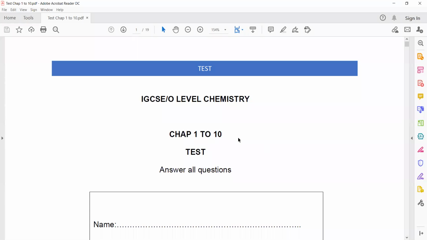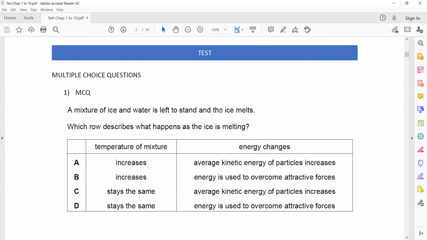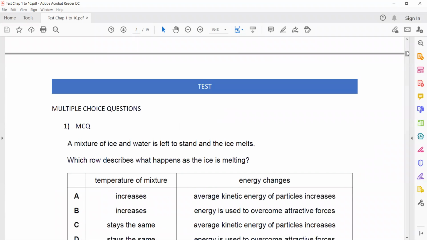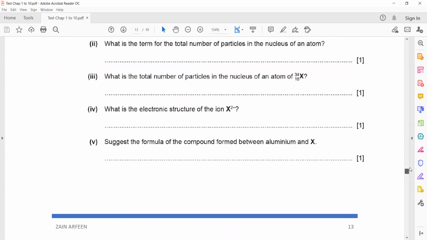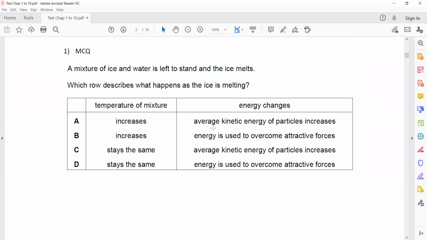This one is the test paper from chapter 1 to chapter 10 test. First, mention a doubt in MCQs. You have 25 MCQs. Mention a question in which you have doubt.